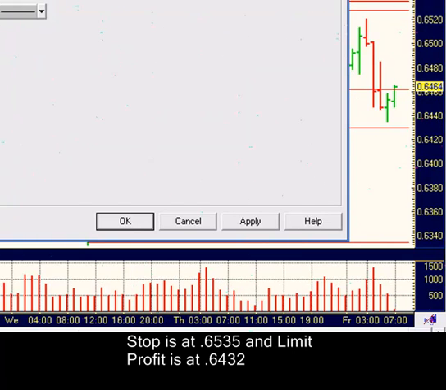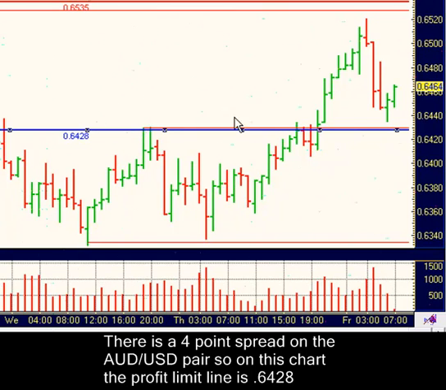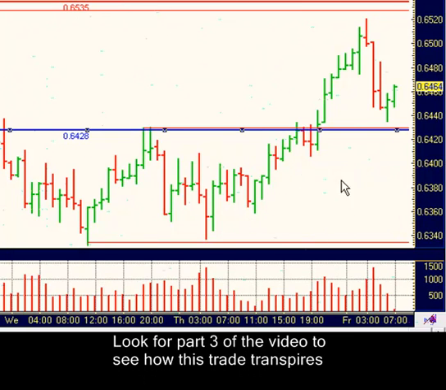My profit limit is going to be 64.28. Now why did I say 64.28? It's because I'm taking into account the 4-point spread on the Aussie dollar. The 4-point spread on the Aussie dollar from 64.32 is going to bring it down to 64.28. Alrighty. Okay, so that there is, I've got everything set up.